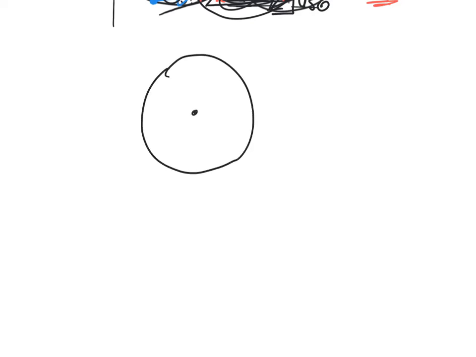Okay, next one. I've got a triangle like so inside the circle. Okay, and I've also got another triangle there. Okay, I'm told that this angle here is 310 degrees, and the target is to find this shaded angle, which I'm going to call x degrees.